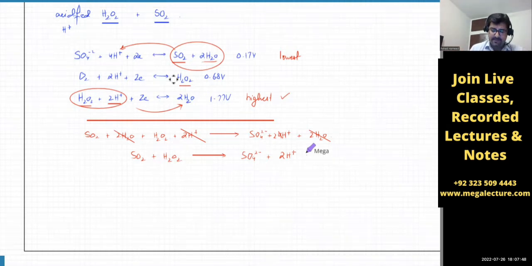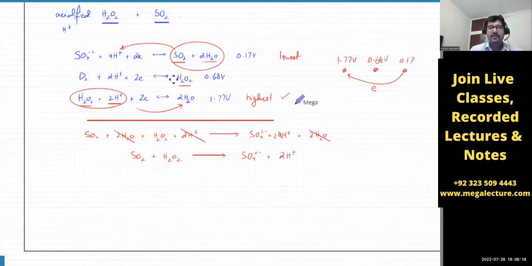Think of this as, let's say there are three particles, right? Or there are three processes that are happening. This one has a voltage of 1.77 volts. This one has a voltage of 0.68. And this one has a voltage of 0.17. So the electrons would flow from the lowest towards the highest, right? That's where the electron would flow. The lowest one would produce electrons. The highest one would end up gaining electrons. So the middle one will just be a spectator ion.